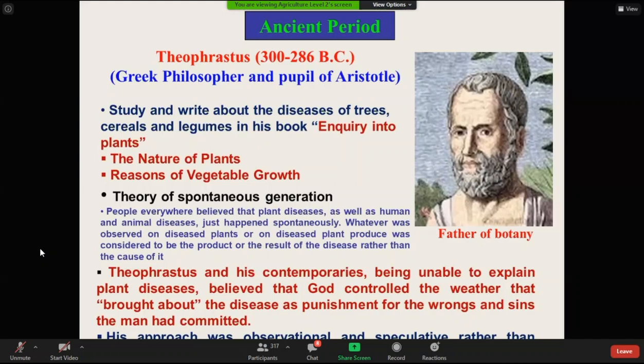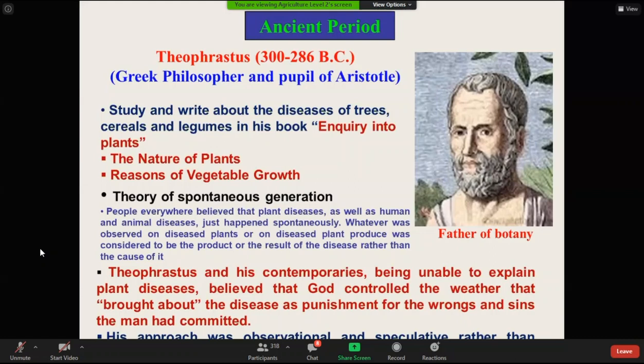No, he did not conduct any experiment to prove it, but he had speculation on that. Clear? And at that time, they believed the theory of spontaneous generation. What is the theory? People everywhere believed that plant diseases as well as human and animal diseases just happen spontaneously.